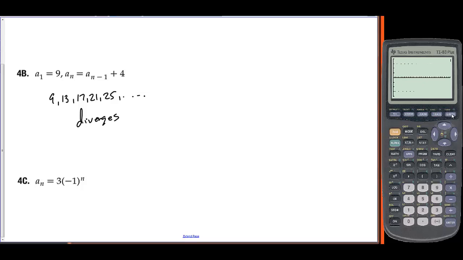And notice when we graph this, if we plug 1 in, it's negative 3 and then 3, and then negative 3, then 3, and let's trace. And see how it's just bouncing? The y is just bouncing from negative 3 to 3. Now, a function cannot converge to two different values. So this one is diverging. Diverges.